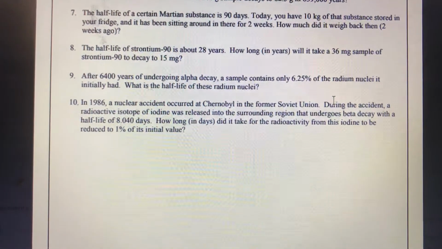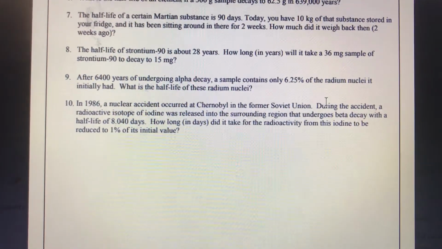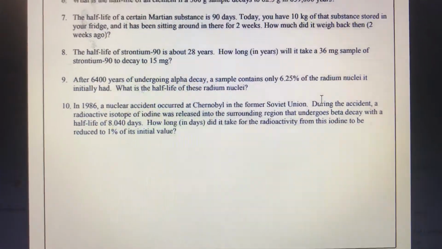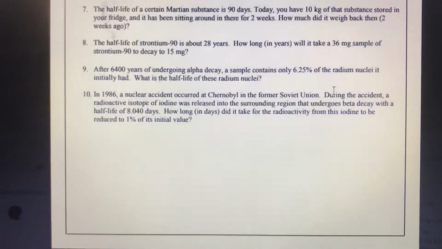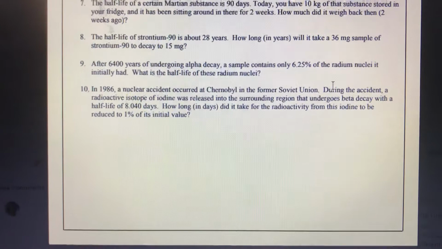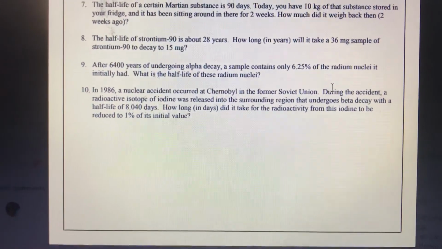After 6,400 years of undergoing alpha decay, a sample contains only 6.25% of the radium nuclei it initially had. What is the half-life of these radium nuclei?